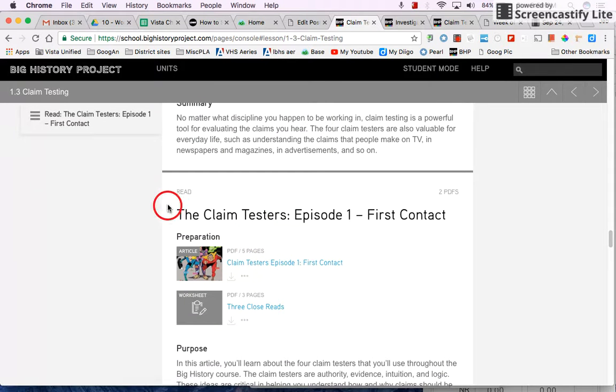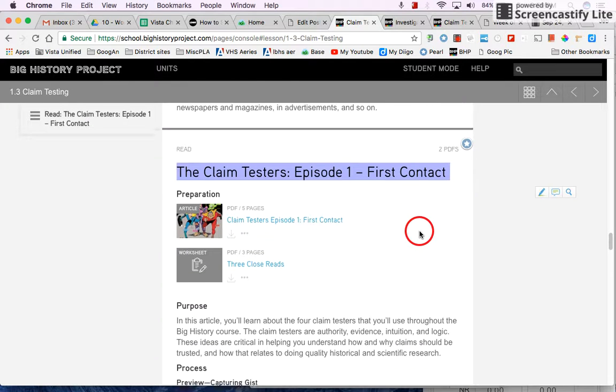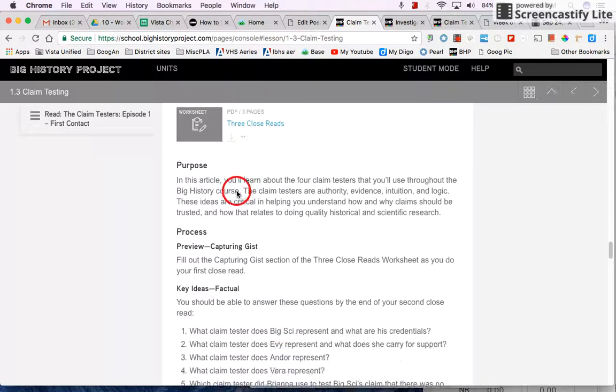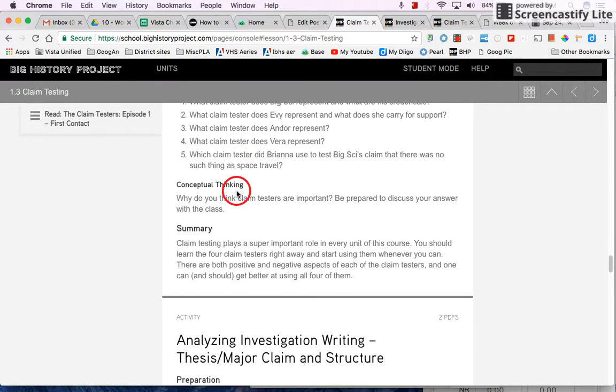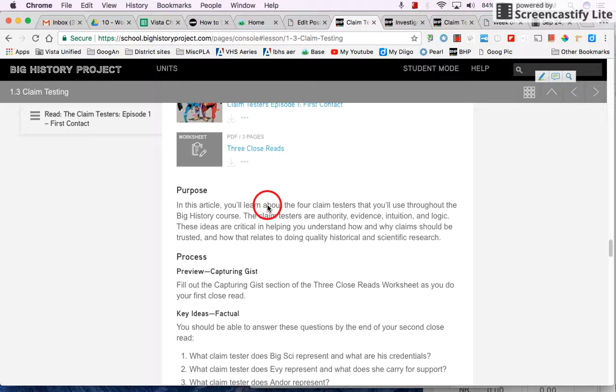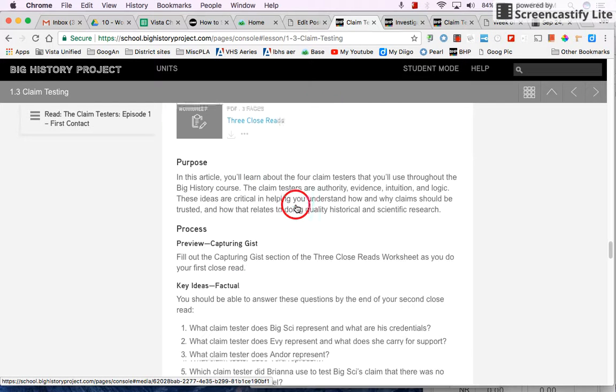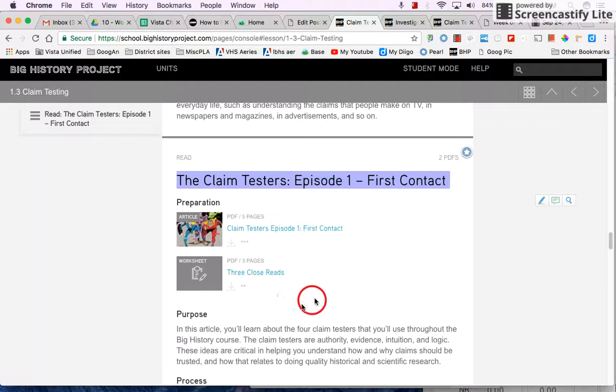The next item, claim testers, episode 1. We are doing that. Same process, except instead of it being a video, it is an article. So again, read through the purpose, the process, the key ideas, the conceptual thinking, and the summary, and then click into the article, read it, take your notes, answer the questions.